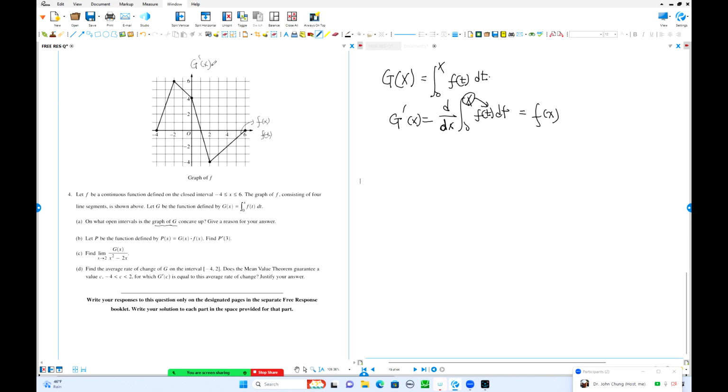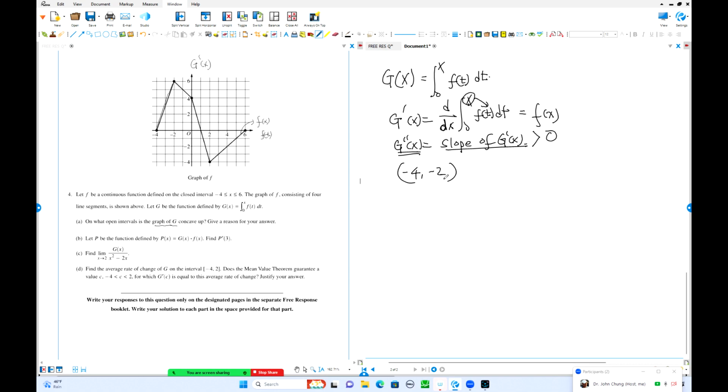G prime's slope is g second prime, right? G second prime x equals what? The slope of G prime x. So to have positive, this is concave up, isn't it? The slope of this G prime x is positive. The slope is positive, right? So from negative 4 to negative 2, the slope is positive.